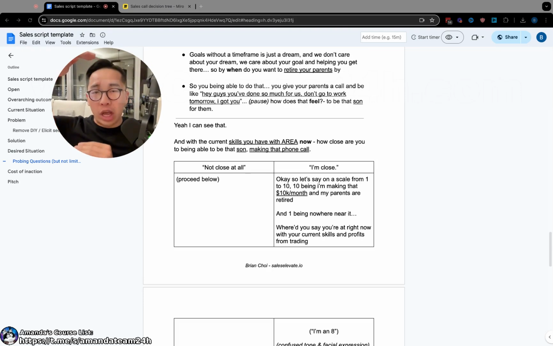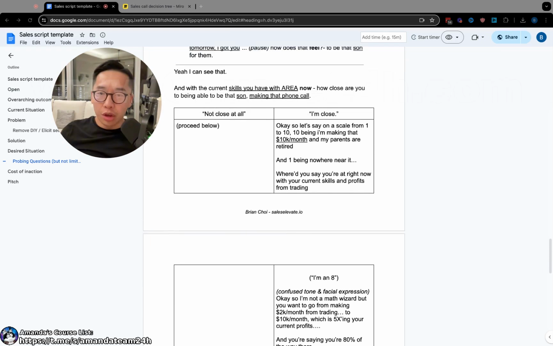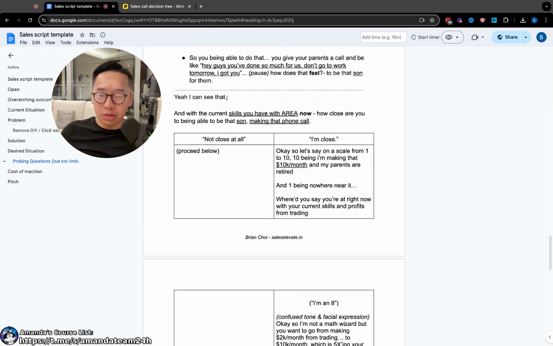So what helps them ease up and get a better cost of inaction is when you bring them back to reality and then get into cost of inaction. I learned this from Matt Ryder. So the question you ask is this. Okay, so how does it make you feel? Does it feel awesome? Yeah, I can see that. And with the current skills you have now, how close are you to being able to be that identity, getting that outcome?